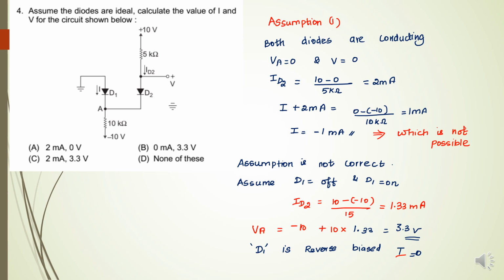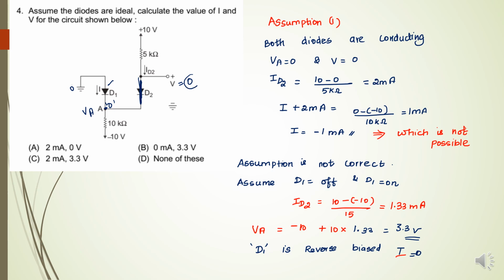See, this diode is conducting. So the 0 potential is connected to this point, so VA equal to 0. Here this is conducting. It will act as a short circuit. V is also equal to 0. What about ID2? ID2 equal to, here there is 0 potential, so 10 minus 0 divided by 5. So this is the current ID.